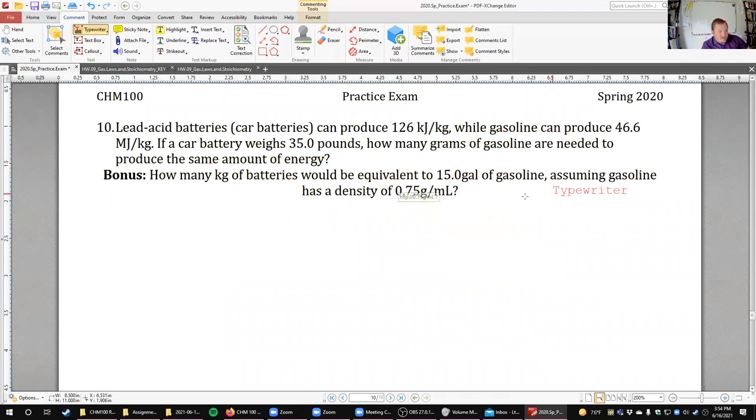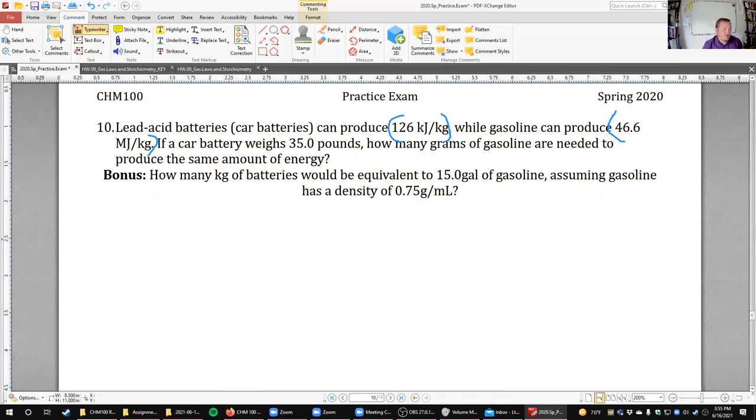And then in this case, this is kind of a tricky question. If a car battery weighs 35 pounds, and then we have a number that says, okay, this is a combined unit. For every kilogram of battery, I can produce 126 kilojoules of energy. So remember, any combined unit can be used as a conversion at least. Gasoline has a different conversion. For 1 kilogram of gasoline, we can make 46.6 megajoules.